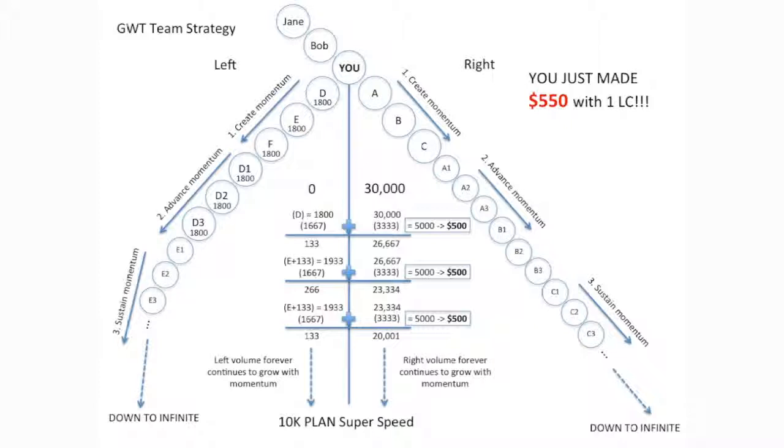What's going to happen in the long run here? Well, in the long run, it's just going to continue to duplicate. So as I mentioned, D, E, and F are now going to do exactly what you did. That's going to create D1, D2, D3. That's going to create E1, E2, E3, and F1, F2, F3, and then they're going to duplicate the exact same thing with their team, and they're going to advance the momentum in the team, and that's going to start growing down to infinity. So now what happens is you have your right side growing down to infinity, you have your left side growing down to infinity.